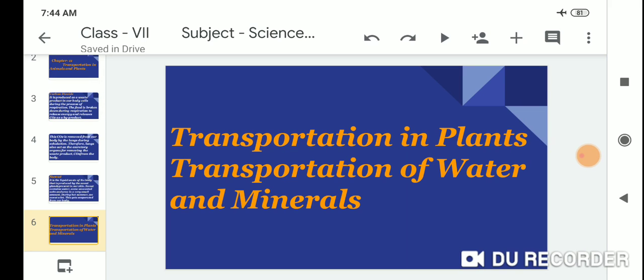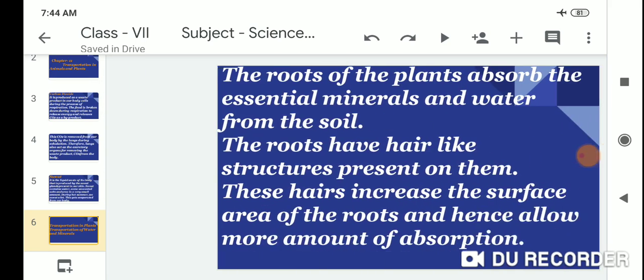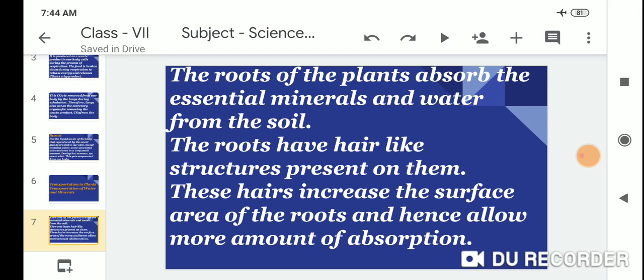Transportation in plants, transportation of water and minerals. The roots of the plants absorb the essential minerals and water from the soil. The roots have hair-like structures present on them. These hairs increase the surface area of the roots and hence allow a greater amount of absorption.